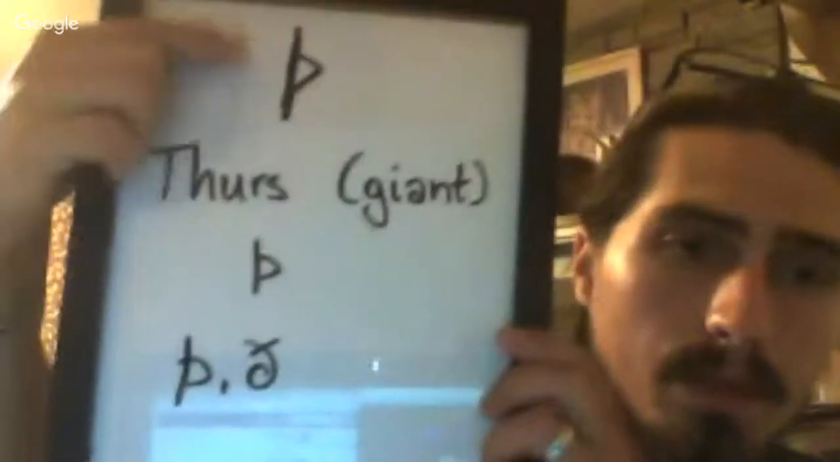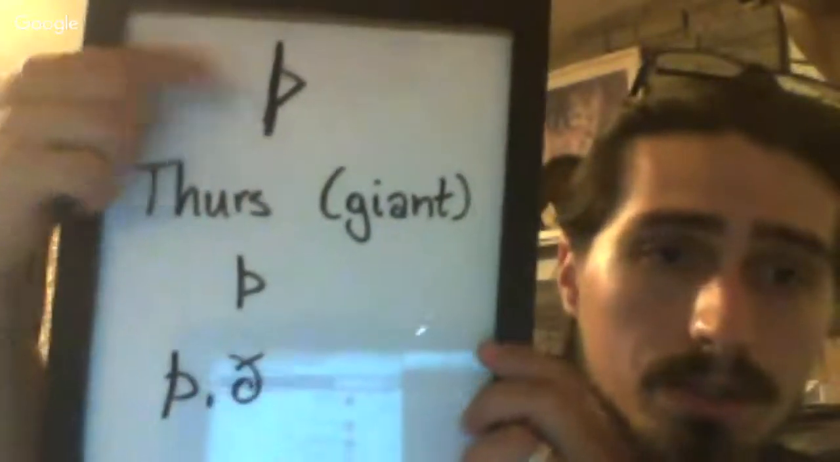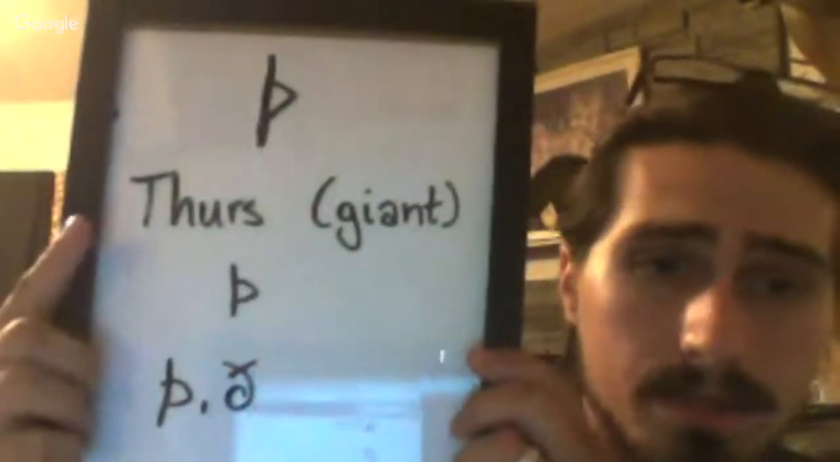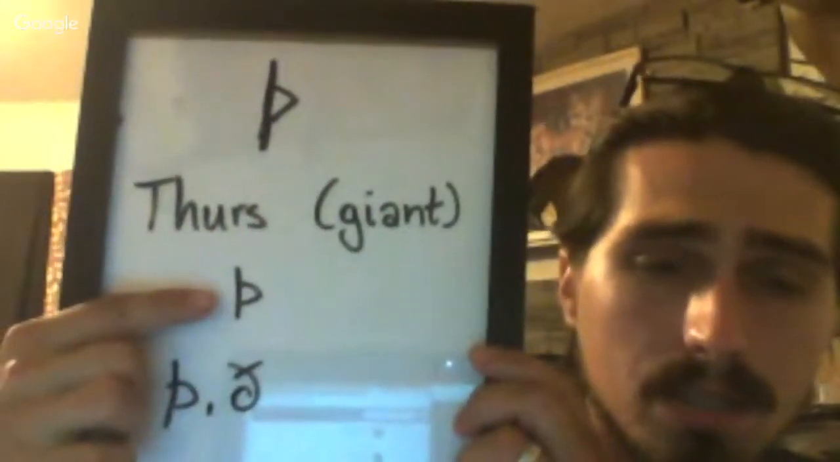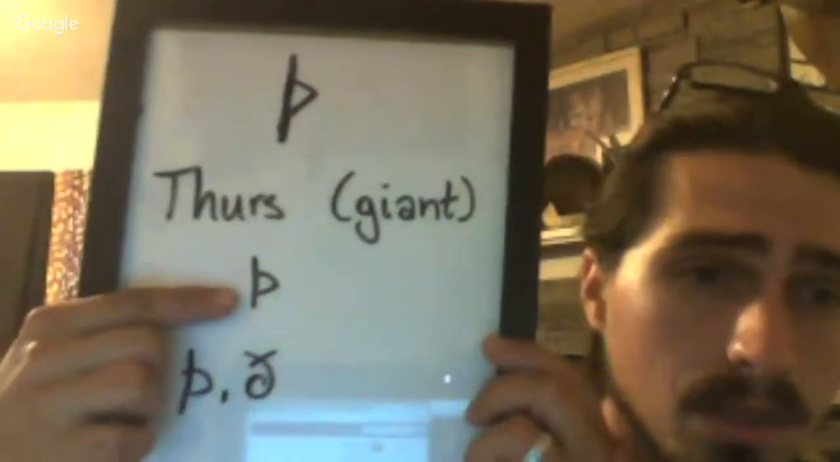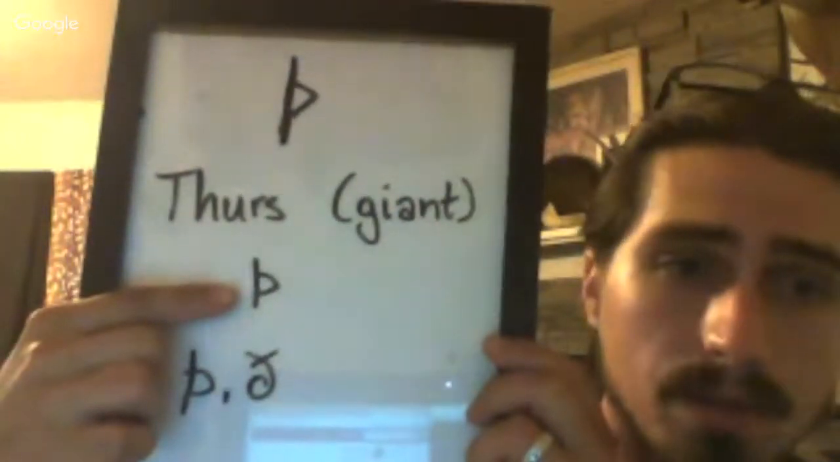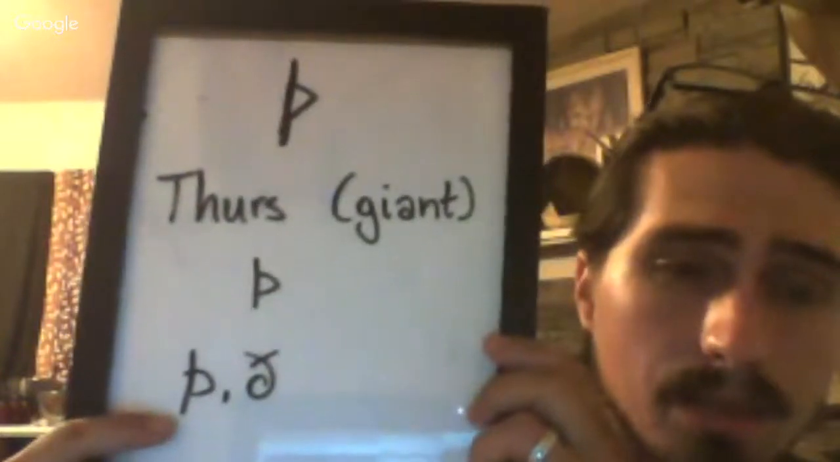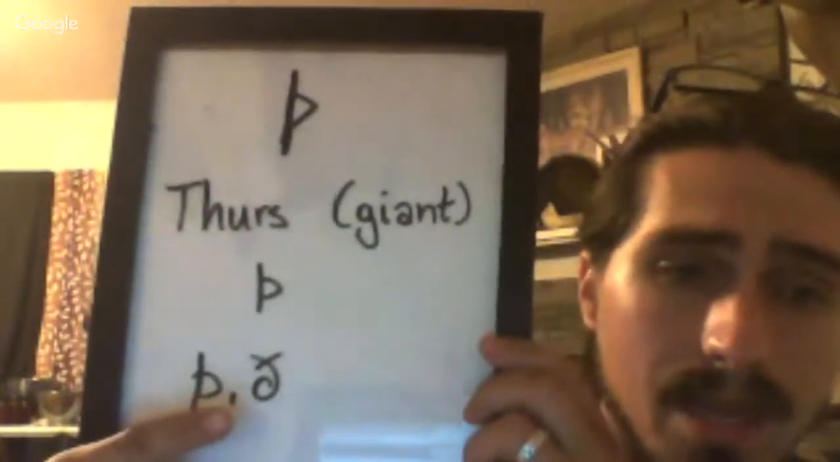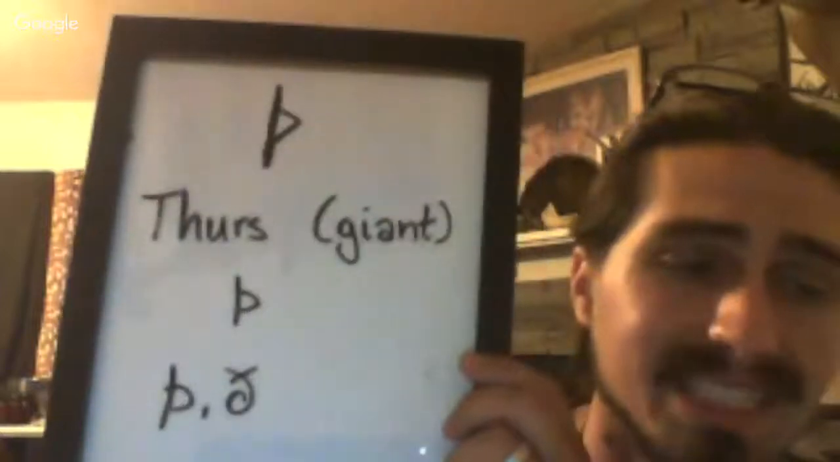So, the letter is Thurs, which means giant. It's transcribed as the letter Thorn, which is just the modern variant of the same letter. And it can mean both the letter Thorn and the letter Eth. So it's both of those TH sounds. So, for example, I'll show you an example of both of its forms.